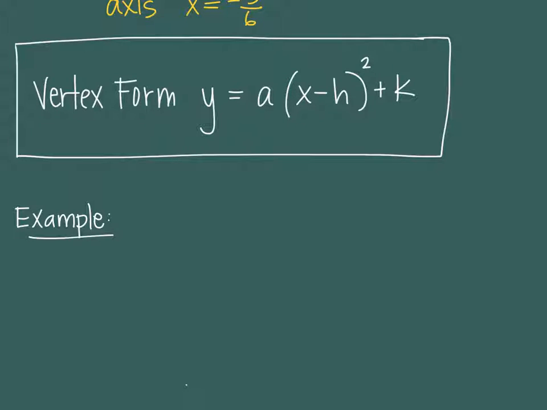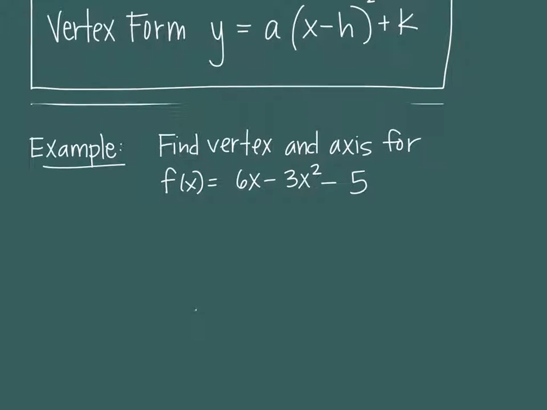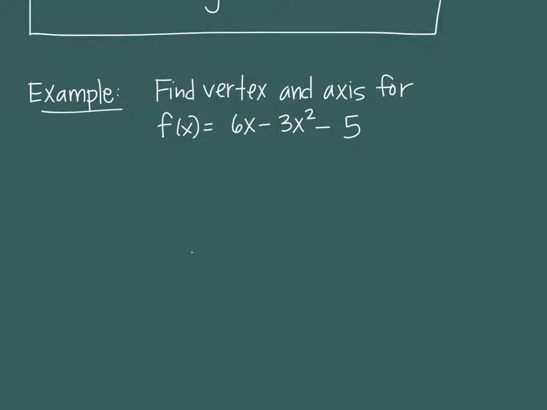All right, so our next one. Find the vertex and the axis for the equation f of x equals 6x minus 3x squared minus 5. Find the vertex, find the axis. Right away, I noticed something's wrong with this equation. Did that stand out to you at all?